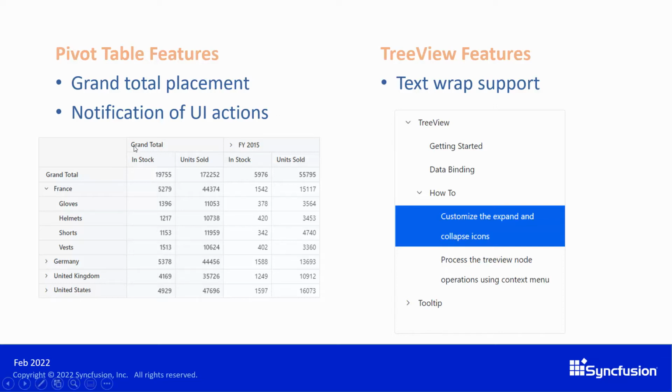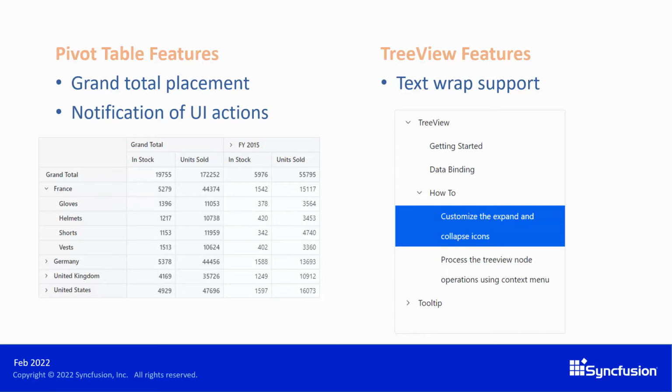So here you can see the grand total, and over here and here. So you can place them either at the first or last position in this way. And notification of UI actions support is nothing but now you can identify the UI actions in the pivot table, like if you perform drill down, drill up, or if you sort the values, or enabling the group bar, or any of the actions whatever you perform with pivot table. Now you can identify them using the action begin and action complete events.